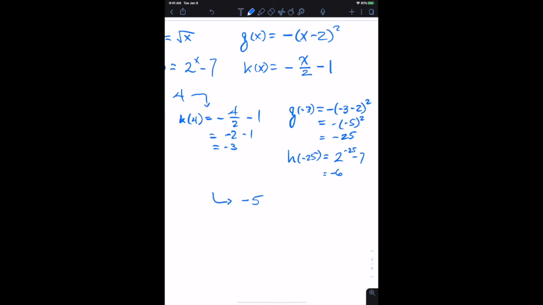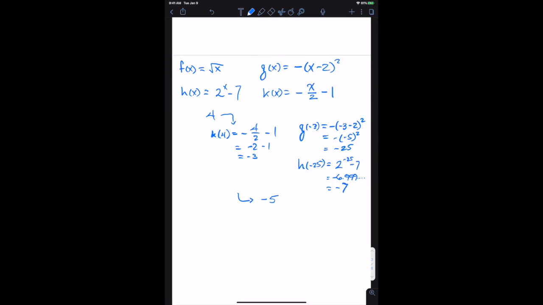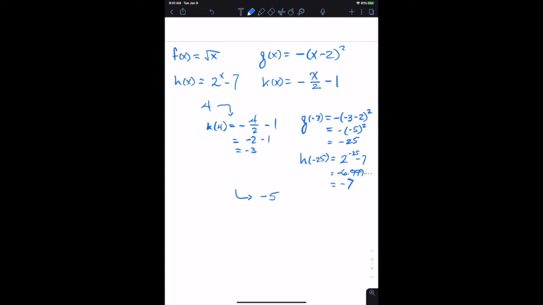Negative 6.999 dot, dot, dot. So it's about negative 7. Well, that didn't work because now I'm not going to be able to do the f of negative 7 to get 5. So we should try that again, okay?